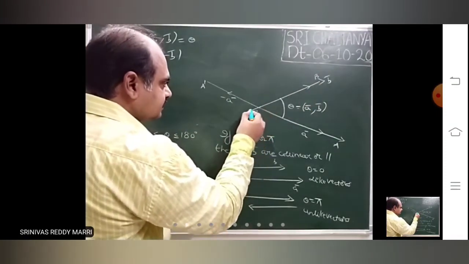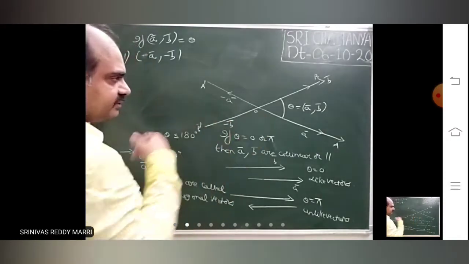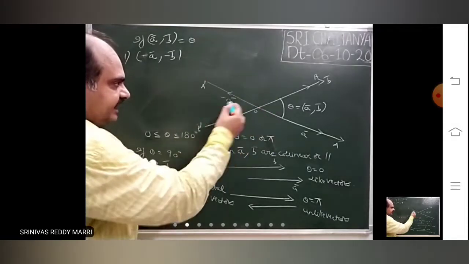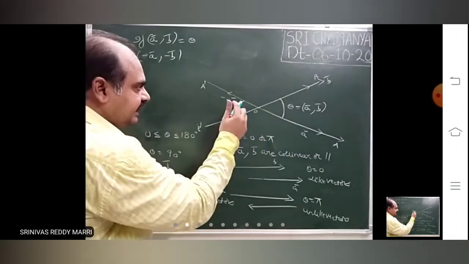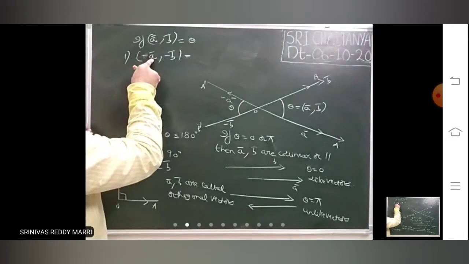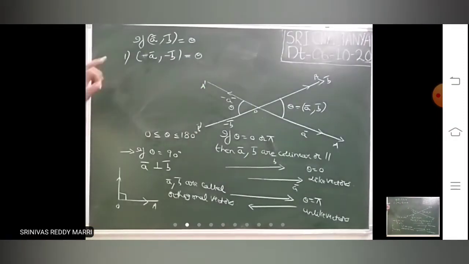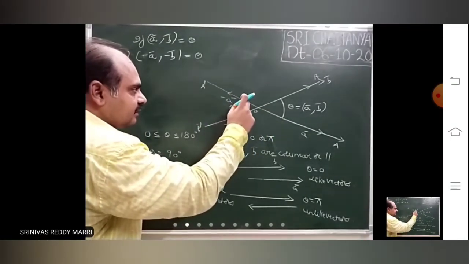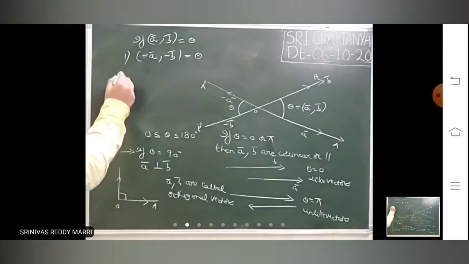If b bar is this, minus b bar is this. Right? Opposite direction. That means the angle between this direction and this direction, means this angle. So if this angle is theta, what is the vertically opposite angle? This is also theta. That means the angle between minus a bar, minus b bar is also theta.